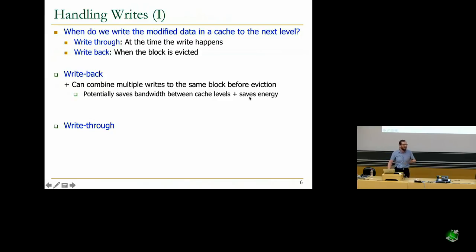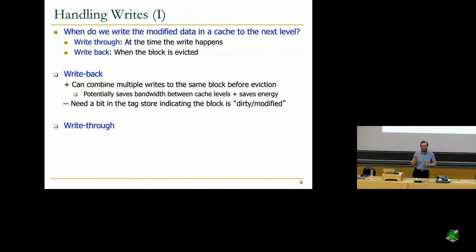It also saves energy. Clearly, doing many, many writes to all of the caches is not energy efficient. But the downside is, again, you have area cost, right? You need a bit to tell you that the block is dirty or modified. Essentially, it's a consistency problem. The block that you've written to, at some point, needs to be written back to memory, and you need to know that.